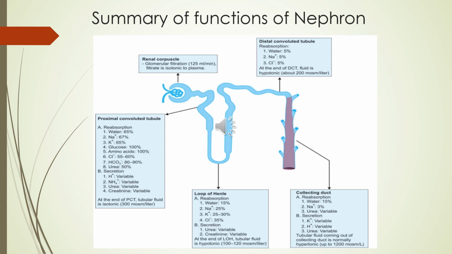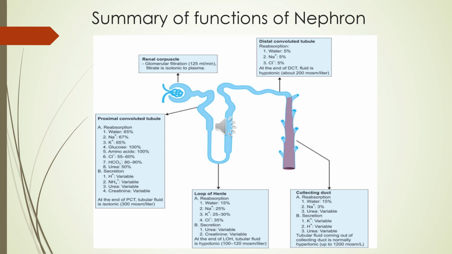And certain substances like hydrogen ion, ammonia, creatinine, etc. are secreted into the tubular fluid at the proximal convoluted tubule. And at the end of proximal convoluted tubule, the tonicity of tubular fluid will be the same as that of plasma.